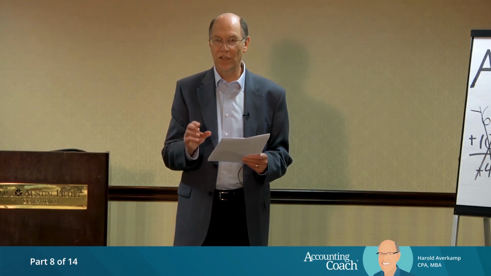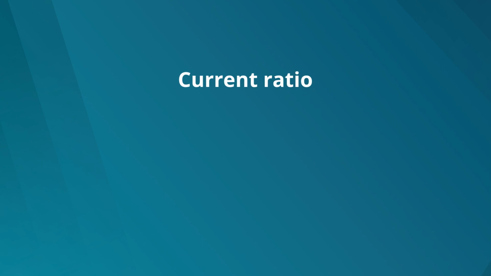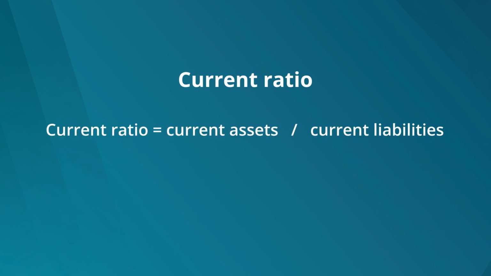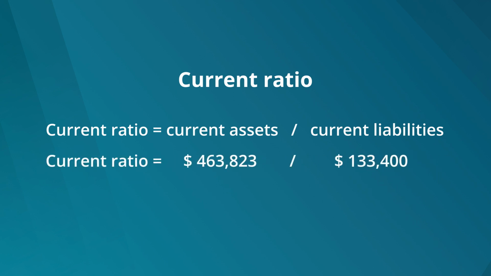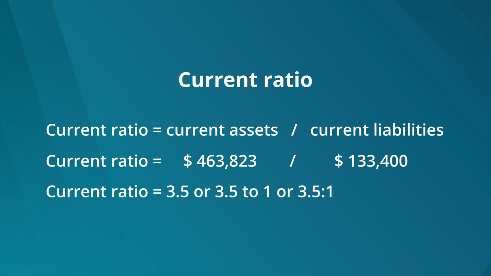Okay, the next thing we have to mention is those same two things, current assets and current liabilities, are compared. And we have a thing called the current ratio. What we do is we take the total amount of current assets and divide by the total amount of current liabilities. Using those same numbers, the current assets of $463,000 something, divided by the current liabilities of $133,000 something, we get a current ratio of 3.5. And sometimes we say our current ratio is 3.5 to 1. So either way would work.